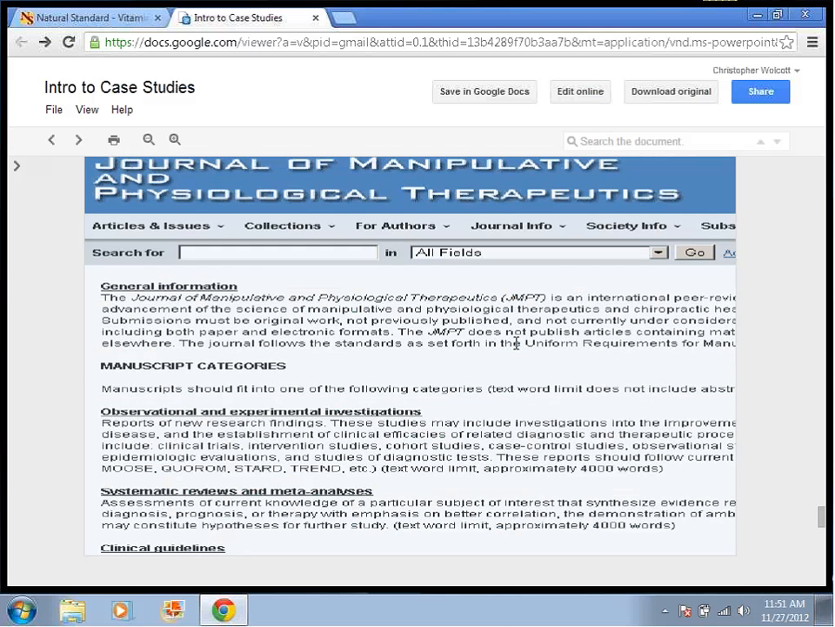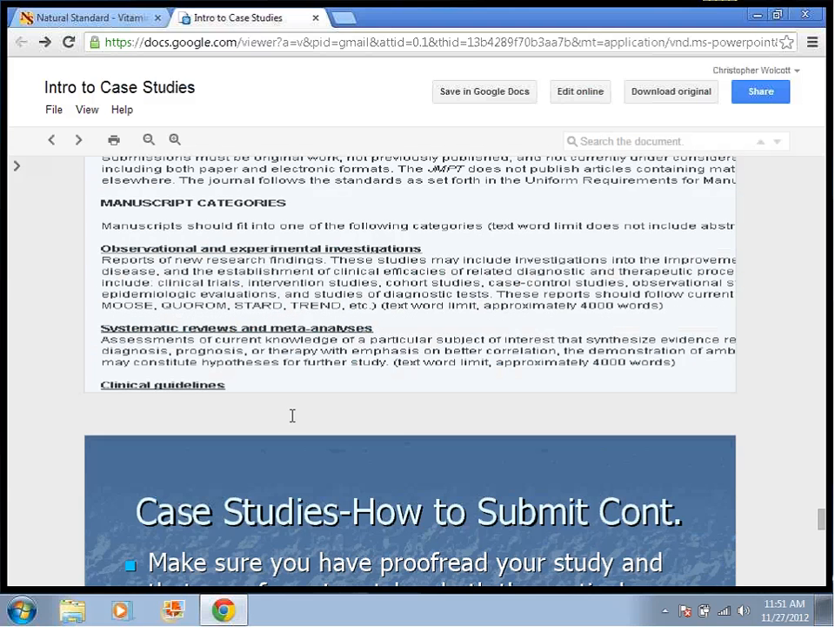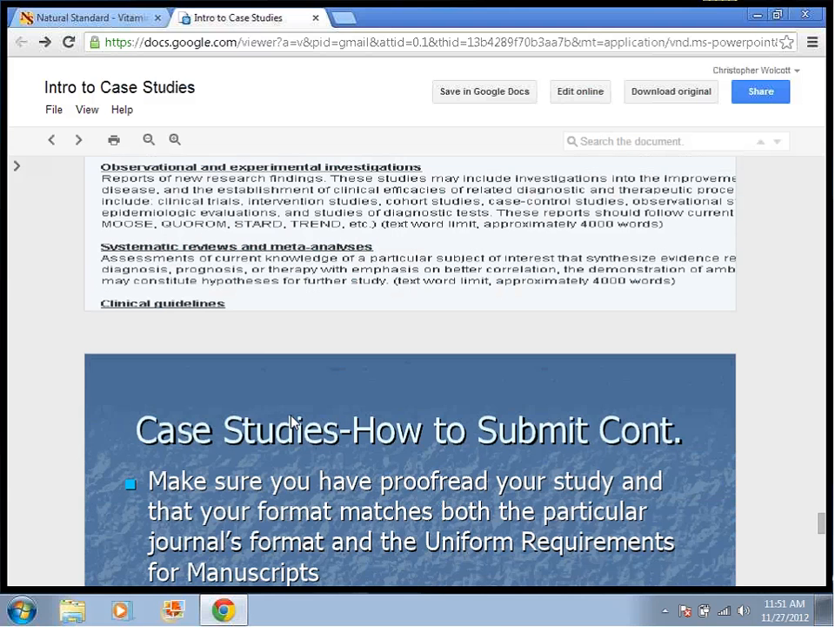And what you'll find there is that they actually have a case report section, but you're submitting to their sister journal, the Journal of Chiropractic Medicine. So the Journal of Chiropractic Medicine is obviously a good outlet for chiropractic related case reports.